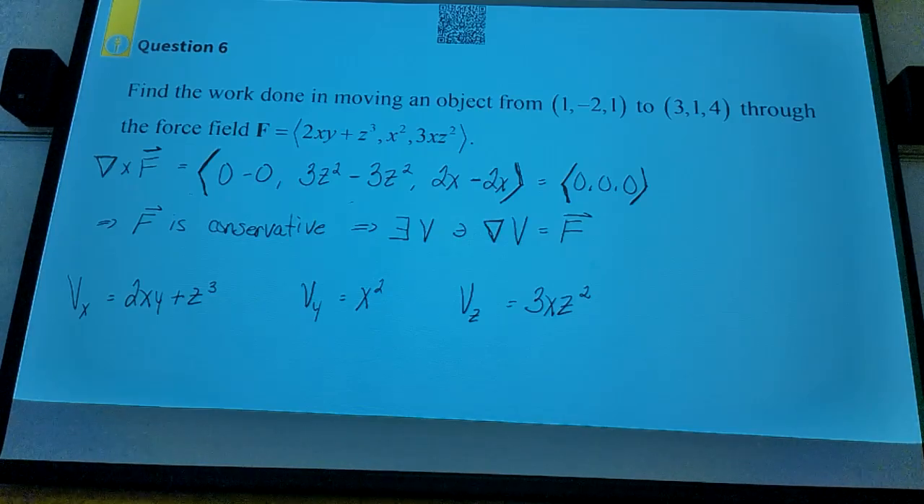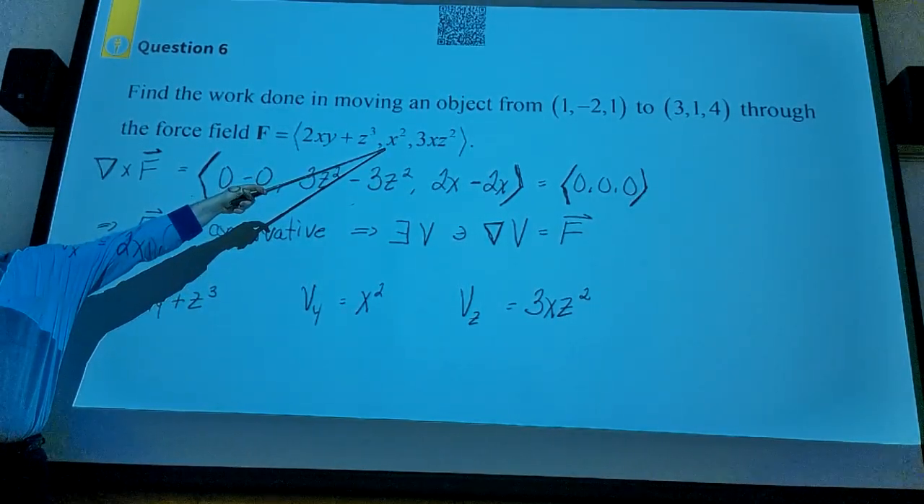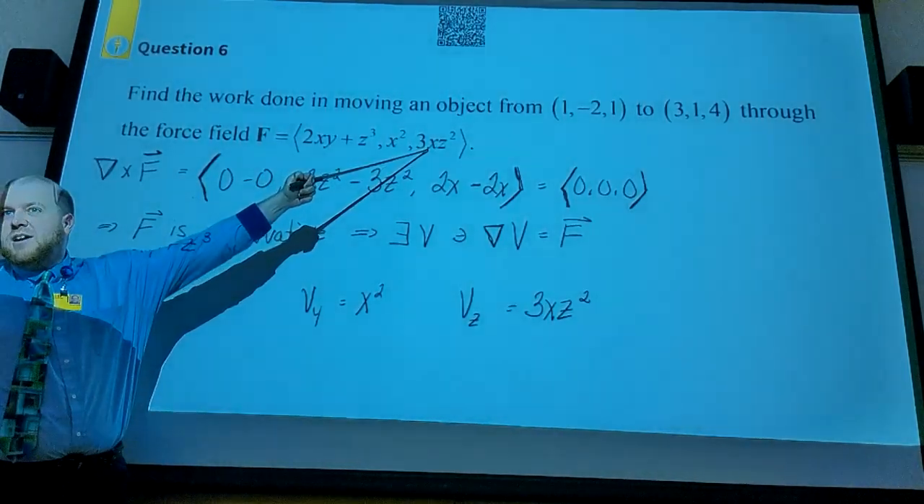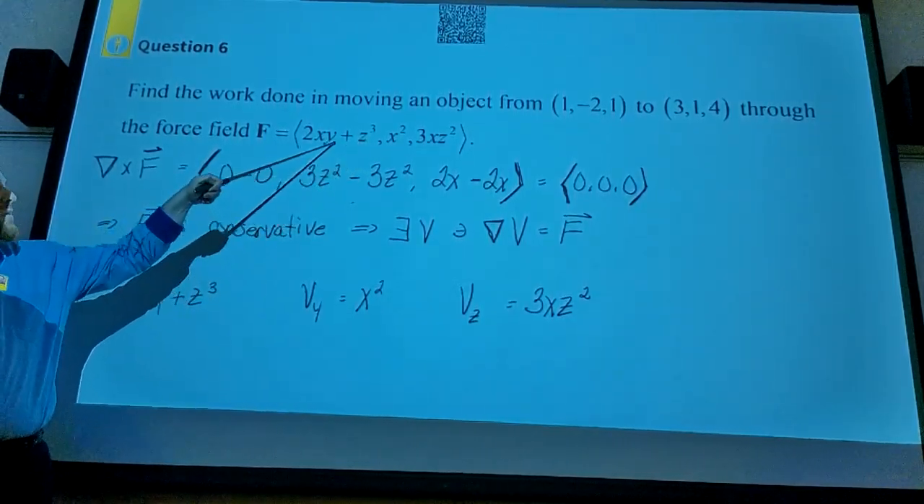So remember how curl is defined? Set of cross products: partial x, partial y, partial z is your operator. So just what, partial y minus partial z, partial z minus partial x, and then partial y minus partial x minus partial y.